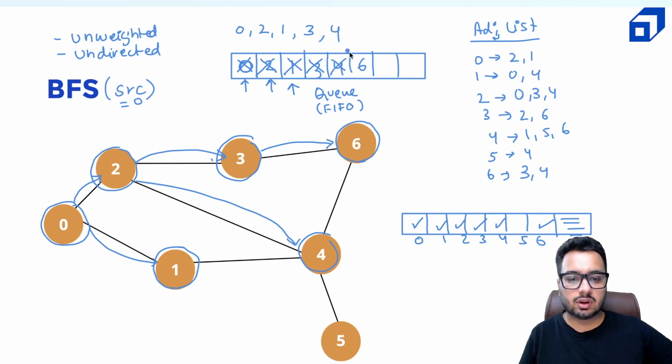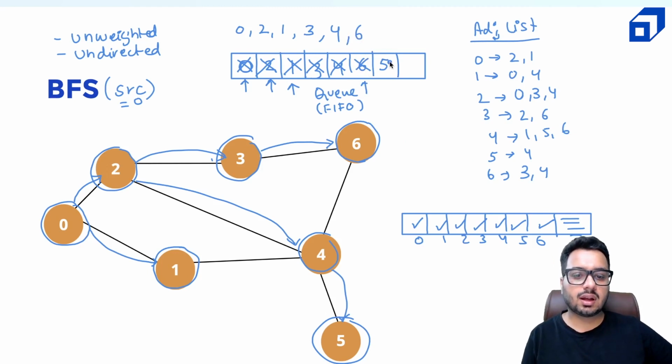So print 4, look at neighbors of 4. So 4's neighbor is 1, which is already visited. Its neighbor is 5, which is not visited. So you will visit it, put it into the queue. 6 is already visited. Nothing to do here, right? Next, you will get 6 from the queue, remove it, print it, and now look at neighbors of 6. 6's neighbors are only 3 and 4, right? But both of them are visited, so you will not do any work.